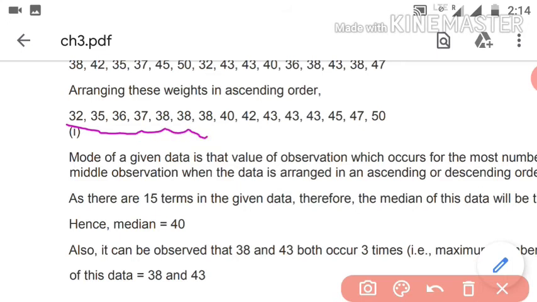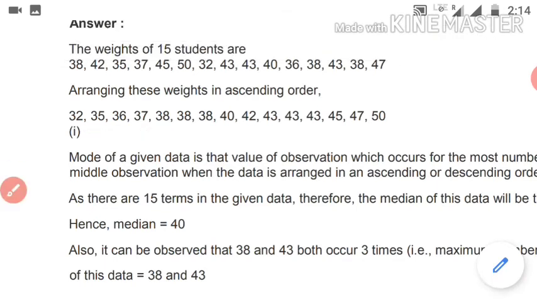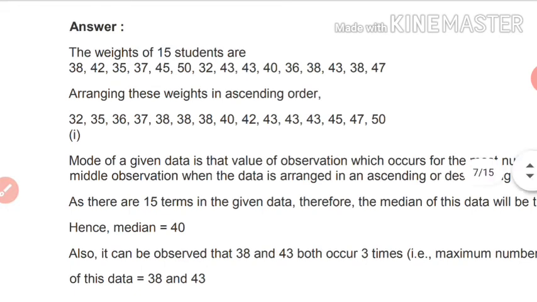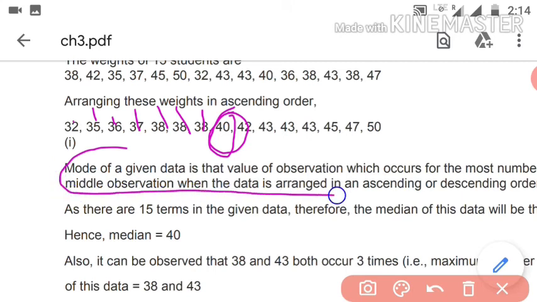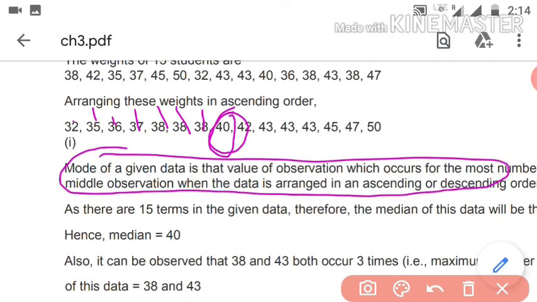Now this is the 8th term, isn't it? So this 8th term will be what? Sorry. The 8th term will not be 38, it will be 40, because 1 2 3 4 5 6 7 8. Now the 8th term is how much? 40. So 40 is the median.